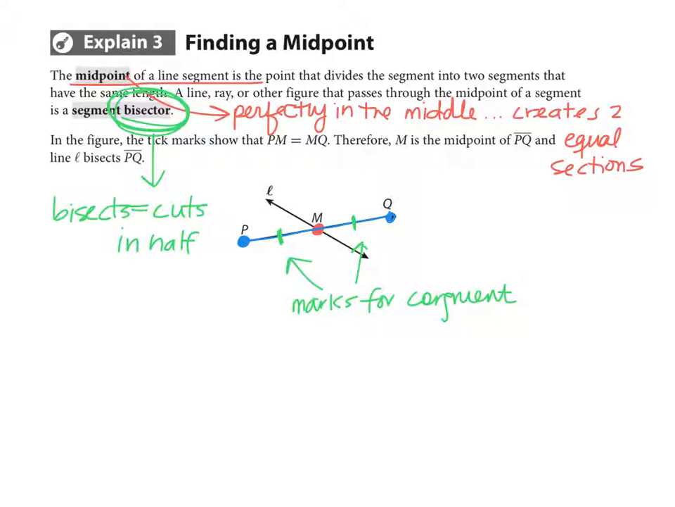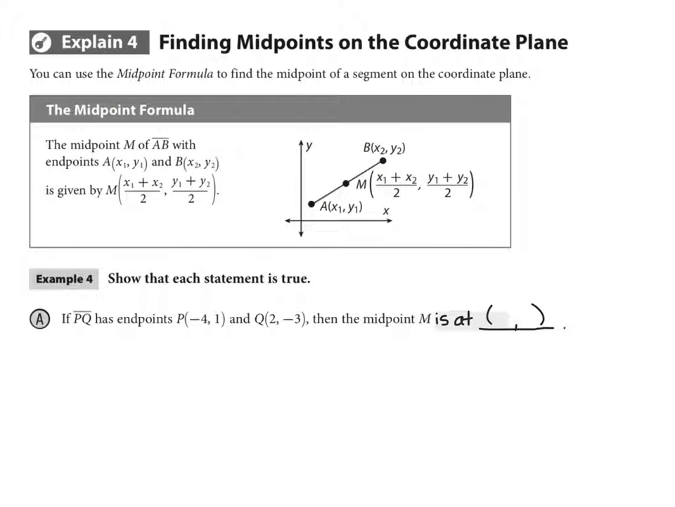And the statement that you want to write down with this picture, so make sure you have this picture drawn, is that segment MP is congruent to segment MQ. Make sure you put the little symbol. That's exactly what those tick marks mean, that those two pieces are congruent. They're equal to one another. So let's look at how to find the midpoint, particularly when we're looking at a coordinate plane.